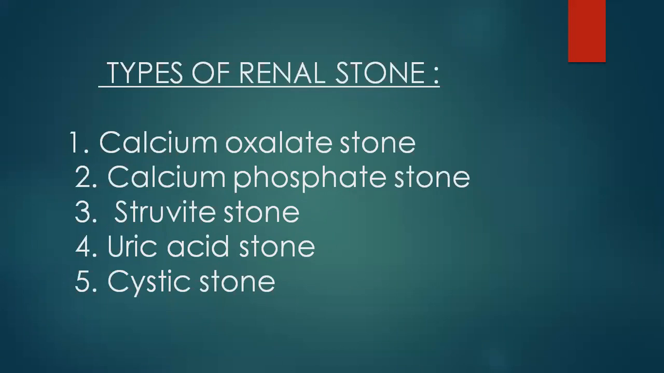foods high in oxalate such as beer, spinach, etc. Then next one is calcium phosphate stone. It is caused by supersaturation of urine with calcium phosphate. Calcium phosphate stone tend to form in alkaline chemistry, and in this type of renal stone, we need to avoid foods that is high in calcium, such as milk and dairy products.